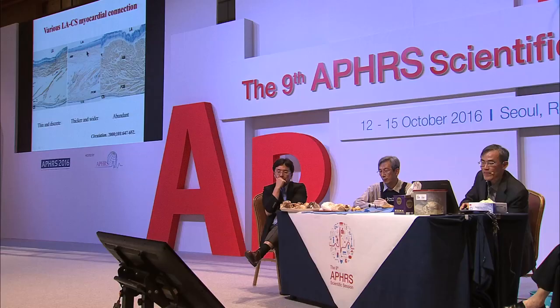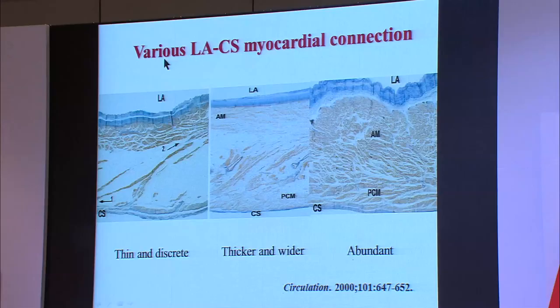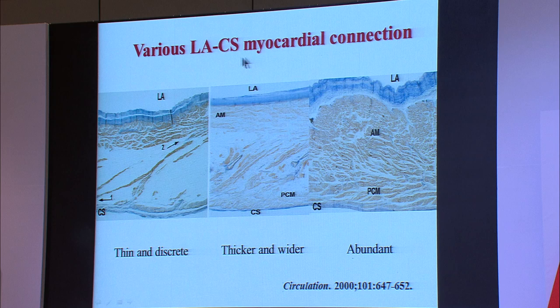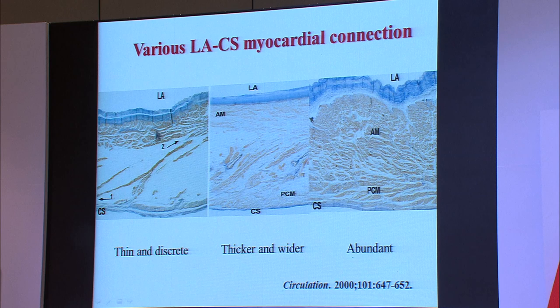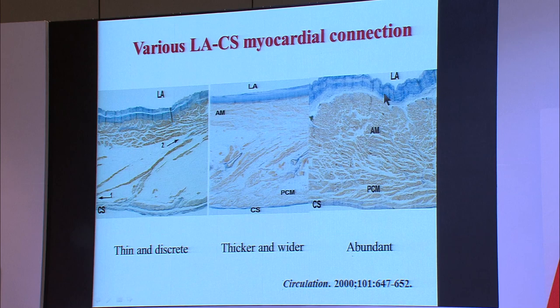You can see three examples that show the various left atrium and coronary sinus myocardial connections. This is the left atrium side, and this is the coronary sinus. In between, you can see thin and discrete myocardial fibers, and this is a thicker and wider myofiber here. In this particular patient, you can see very abundant muscle fiber between the left atrium and the coronary sinus.